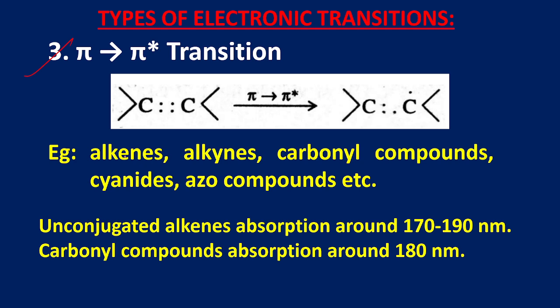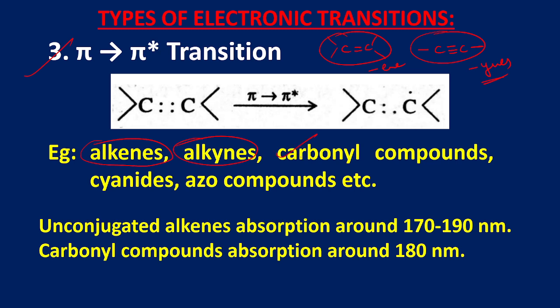So a molecule may be an alkene or it may be an alkyne. Alkene means carbon-carbon double bond. Alkyne means carbon-carbon triple bond. If you take any of these molecules, whether alkenes or alkynes, what type of transition is possible? Pi to pi star, because they contain pi bonds. So pi to pi star transition is possible.